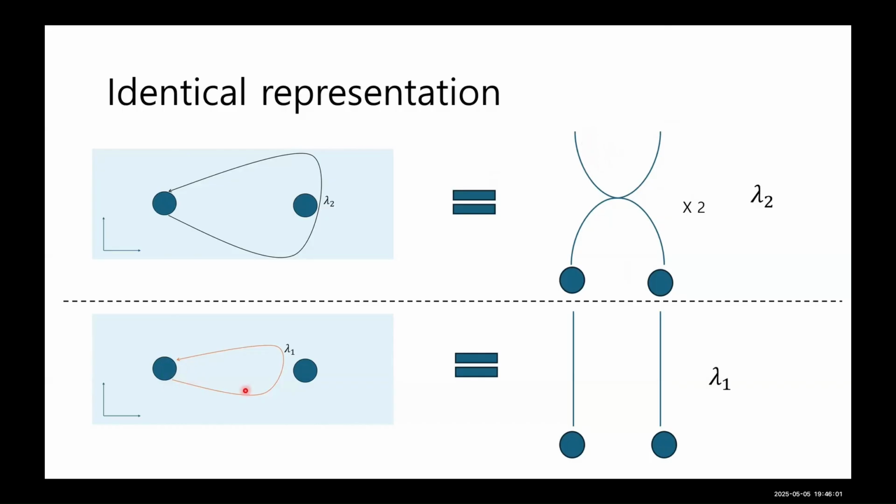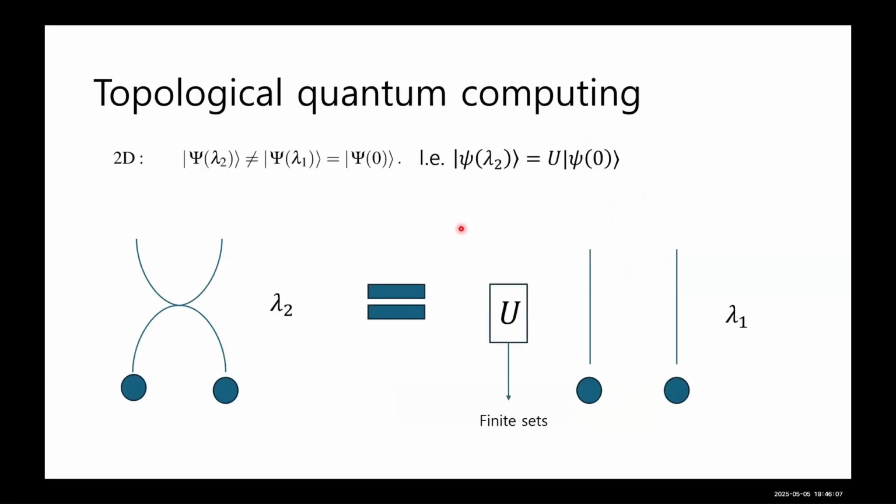And we can simply imagine this lambda 1 path as this shape. So that's the way to make a topological quantum computer. If we make a braiding between the two particles, they're going to experience a finite unitary operation. That means we can change their quantum state by changing their location.